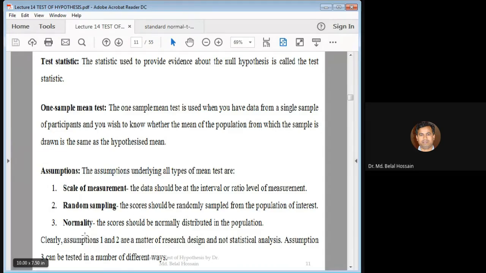If this normality condition is violated, that is, if your sample does not approximately follow the normality assumption, then you have to do some other test. They call it non-parametric test.